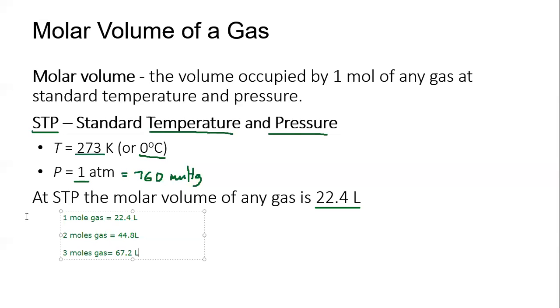Once you know the moles, it's just taking the number of moles and multiplying it by 22.4. So this is what we refer to as the molar volume of a gas at STP. 1 mole of gas occupies 22.4 liters. Very important that you remember the standard temperature and pressure of a gas.